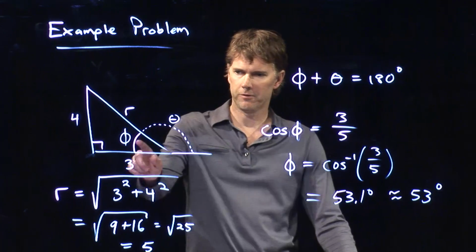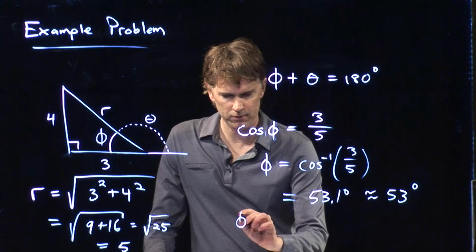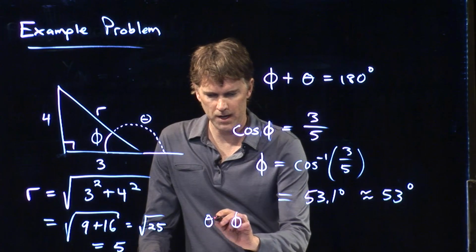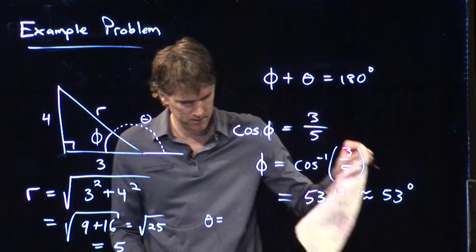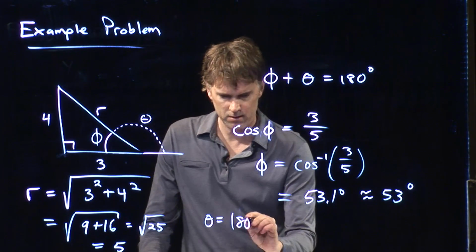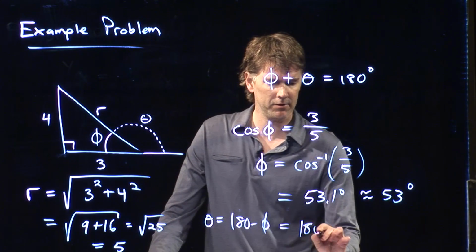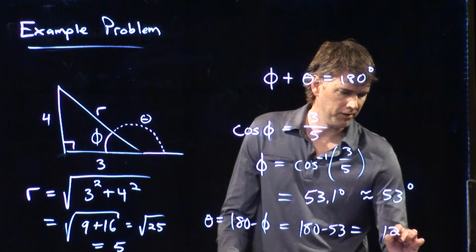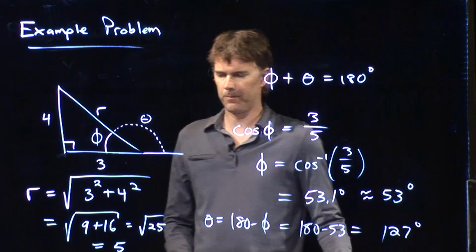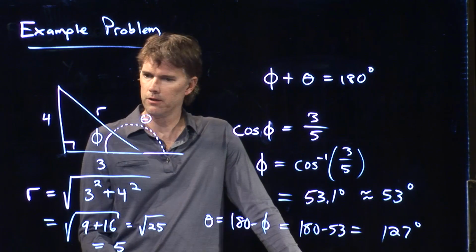And if that angle is 53 degrees, then what does theta have to be? Theta is, of course, 180 minus that phi. 180 minus phi is 180 minus 53, and we get 127 degrees. Okay, hopefully that one is clear.